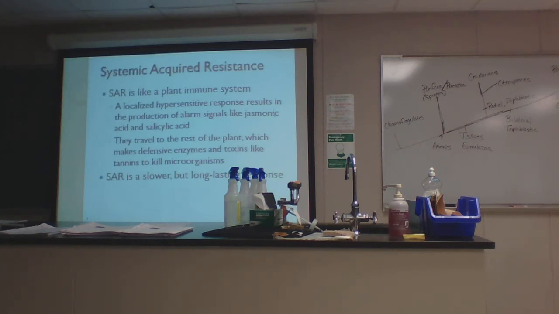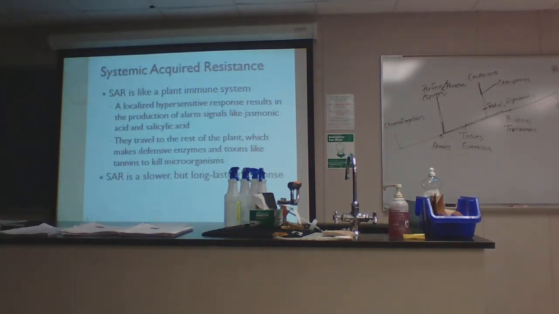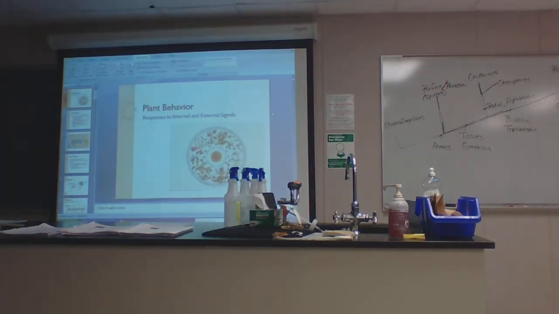What was the first one? The hypersensitive response, that is like a fast local thing that happens just in the area of the infection, where it basically kills that tissue that's infected. The slower, longer acting type response is SAR, the systemic acquired resistance. Alright.